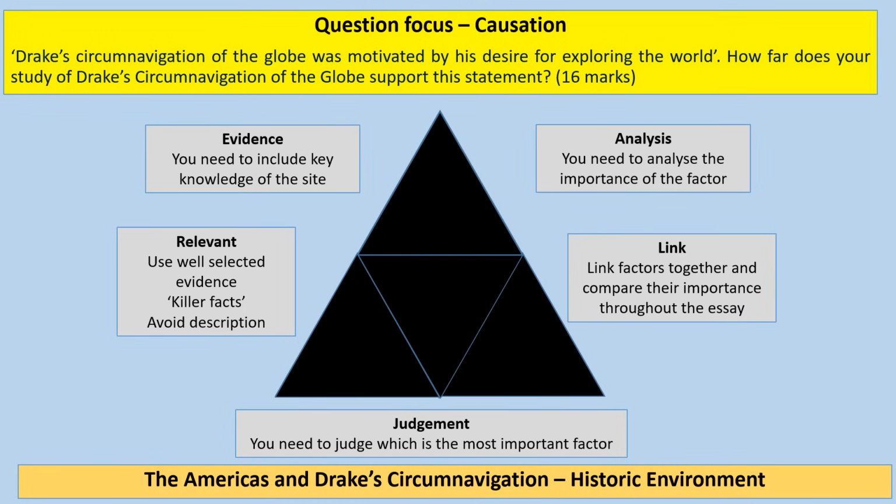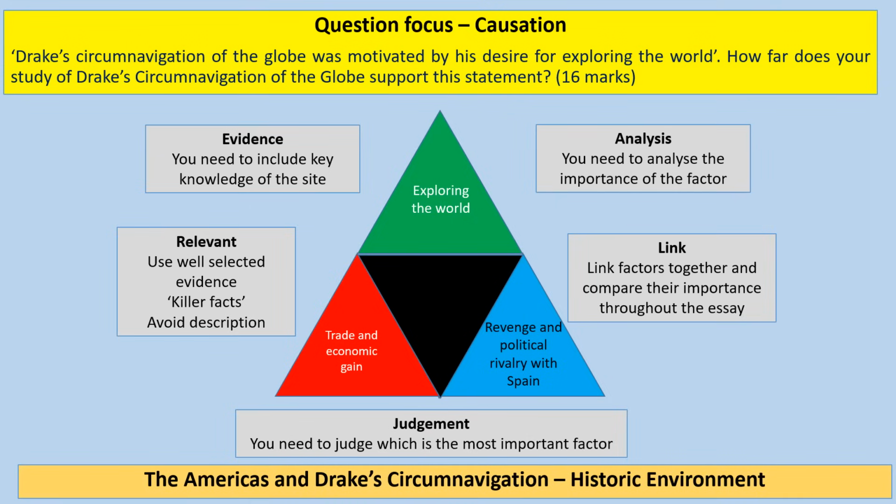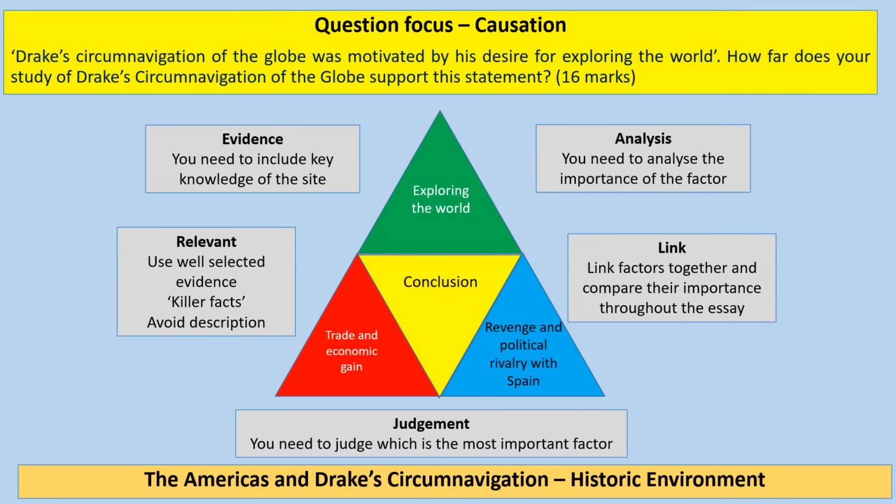So your first factor is easy. You're going to talk about his desire for exploring the world. So there you have it. Second one that you could look at is this factor. So you could look at trade and economic gain. He did it for trade and economic gain. And the third factor could be that he did it for revenge and part of the political rivalry with Spain. When you've done all that, you're going to have a conclusion. So there you've got your four paragraphs, three key arguments plus a conclusion.